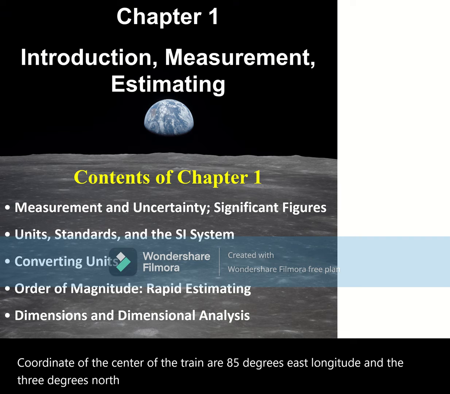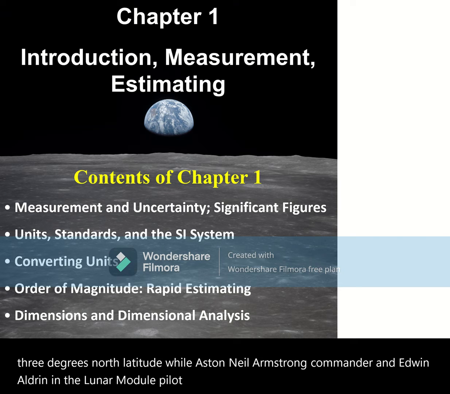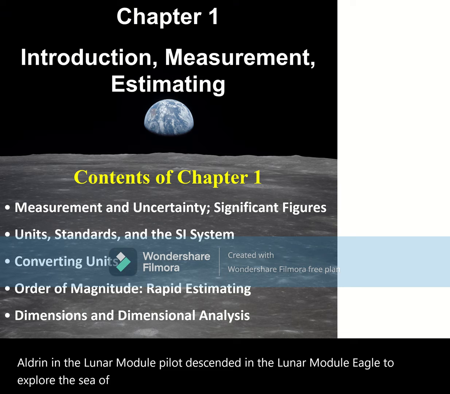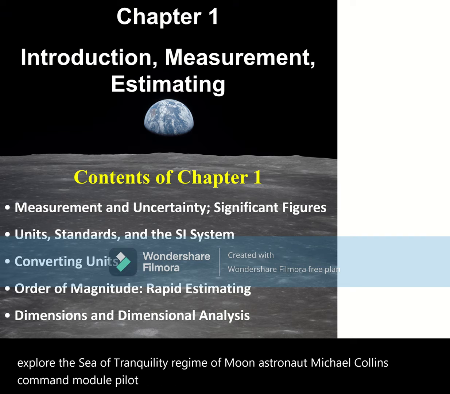While astronaut Neil Armstrong, commander, and Edwin Aldrin, the lunar module pilot, descended in the lunar module Eagle to explore the Sea of Tranquility region of the Moon, astronaut Michael Collins, command module pilot, remained with the command and service module Columbia in lunar orbit.